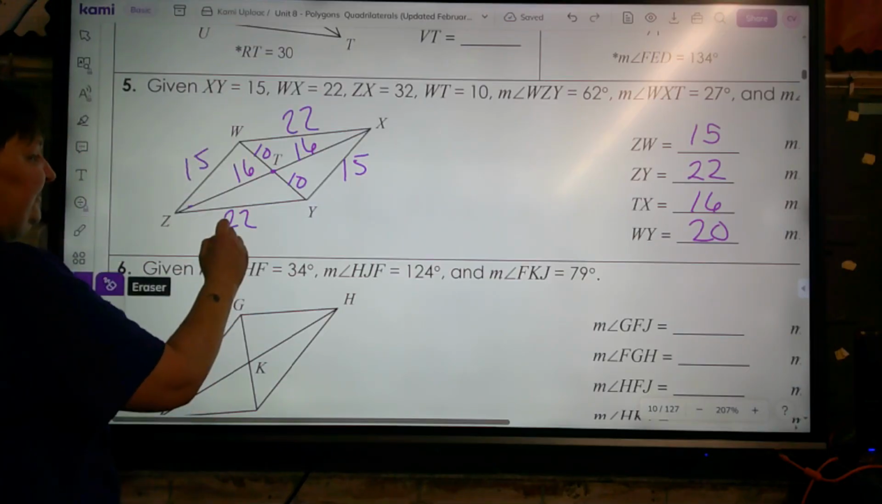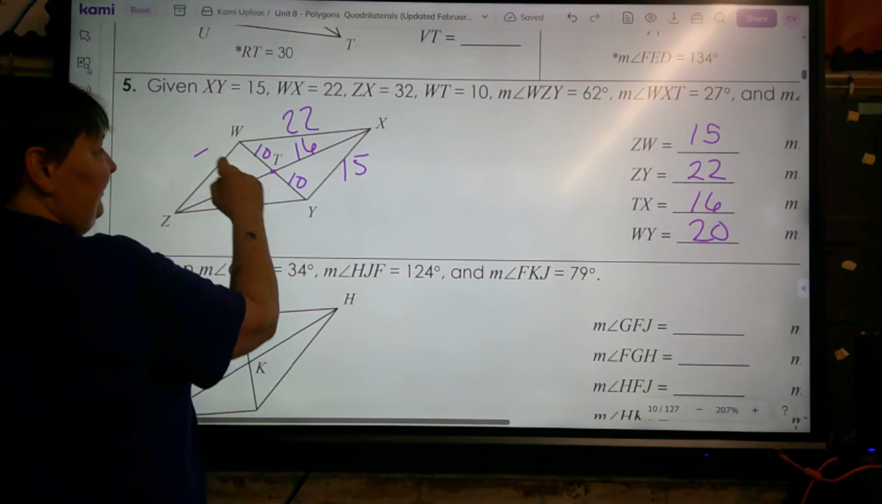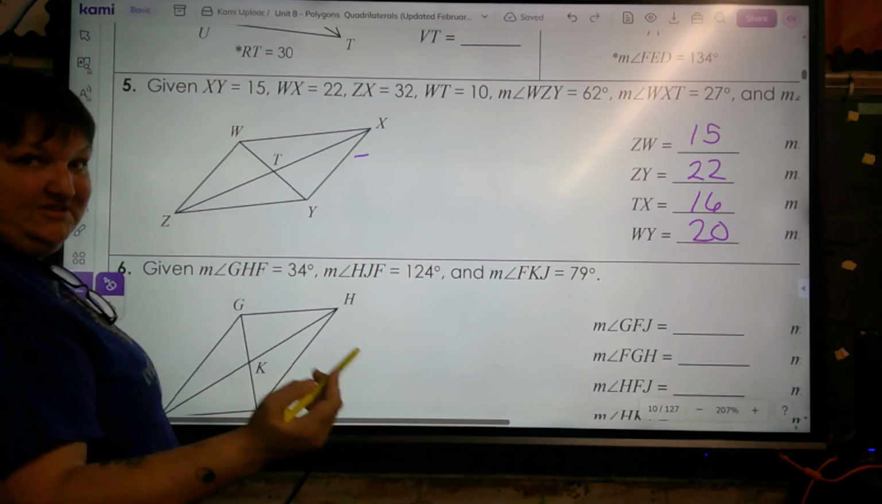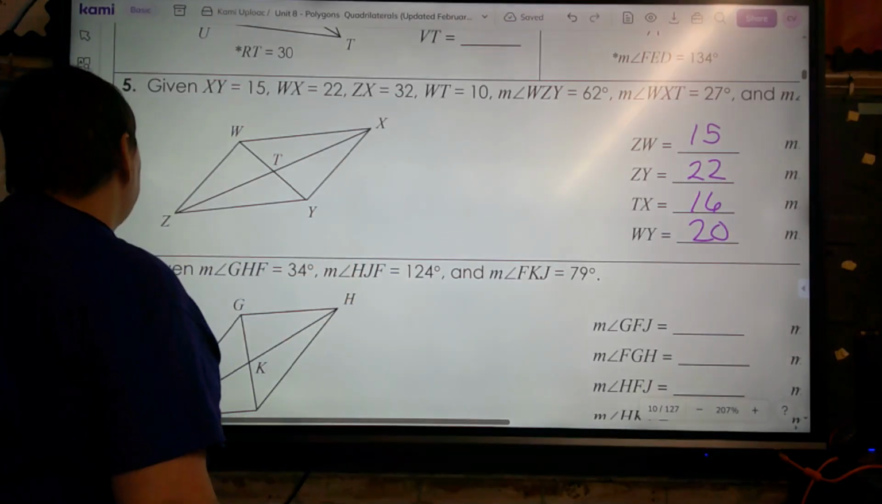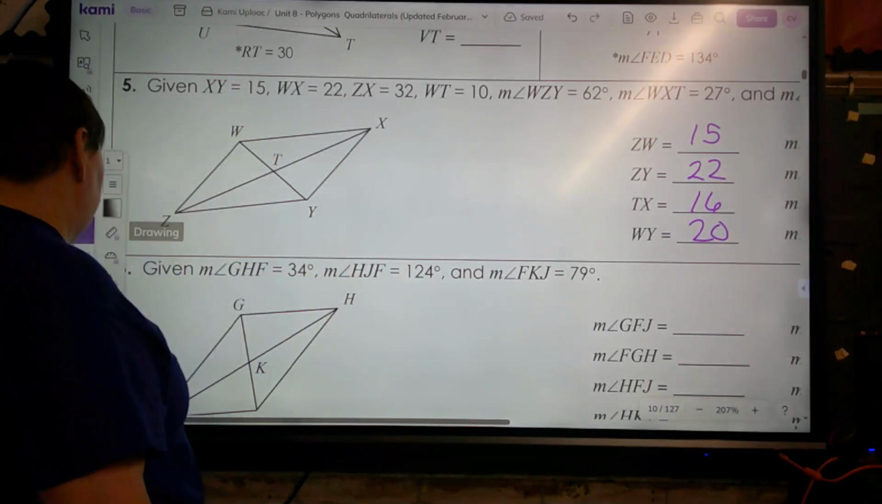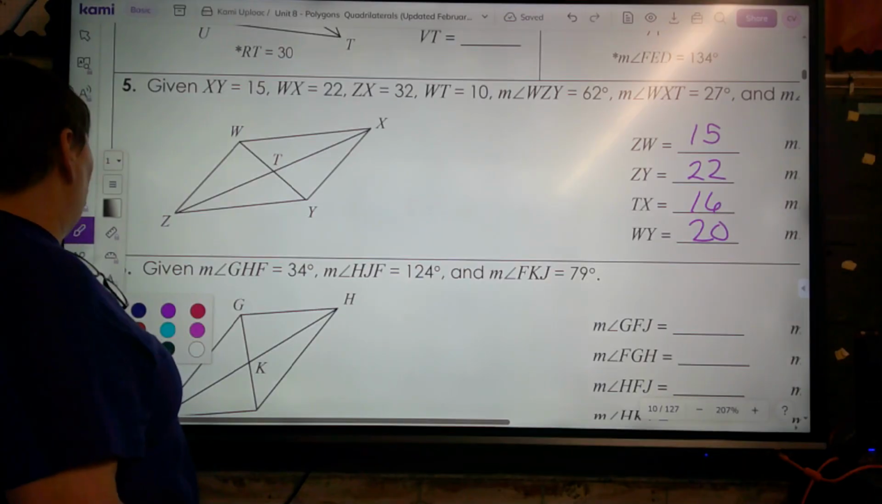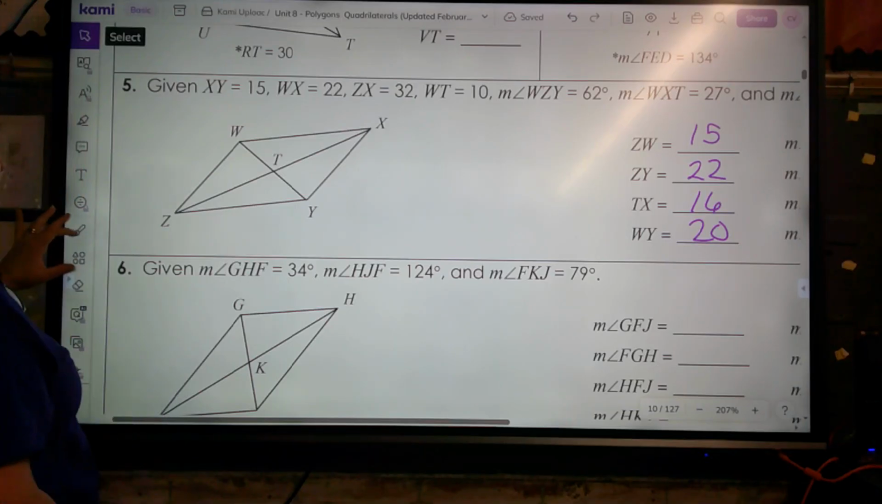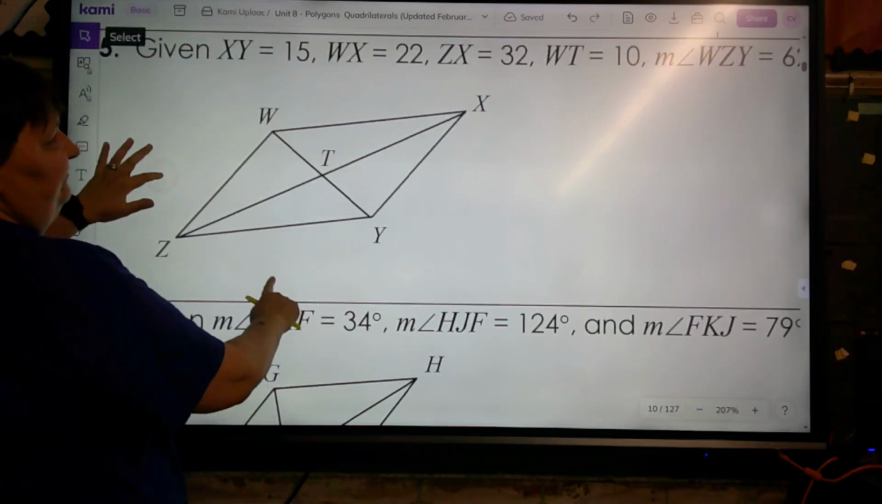Now let's erase, or in your case, just draw the shape again. That way you don't erase the information. Just draw the shape again, and this time we're going to use orange, and we're going to do the angles. All right, so first let's write all of our angles on there.